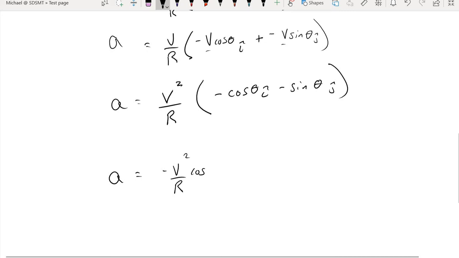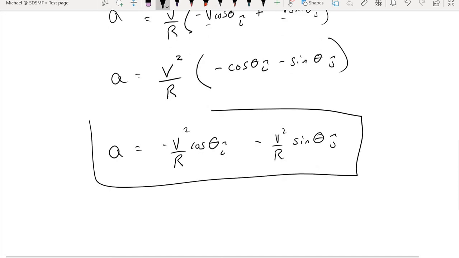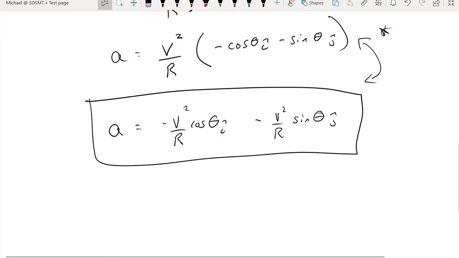acceleration vector. If we put everything together, this is what we get for the components of our acceleration vector. And either way, however you want to write it, it's the same expression. This one up here is a little cleaner, but this now will describe the components of our acceleration vector at any point along the journey.